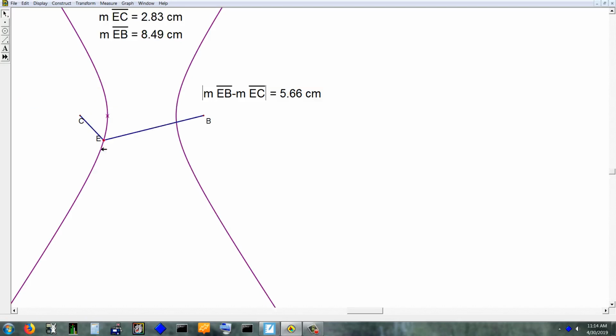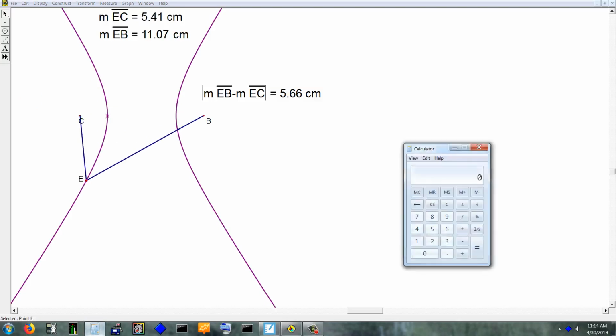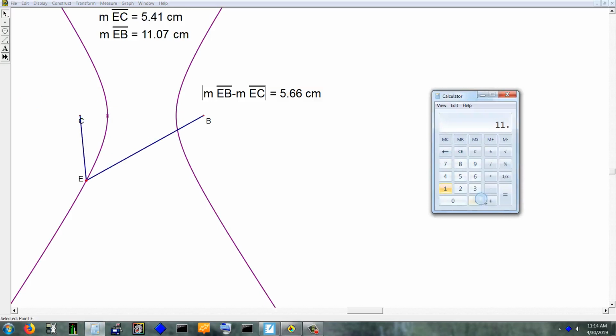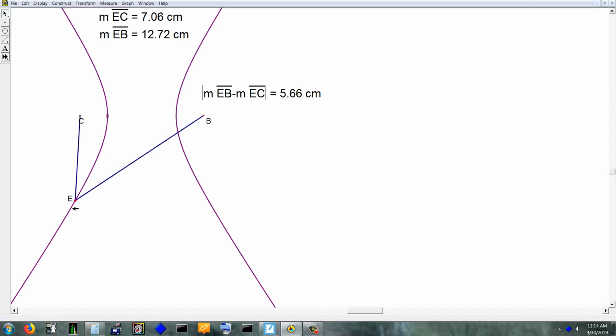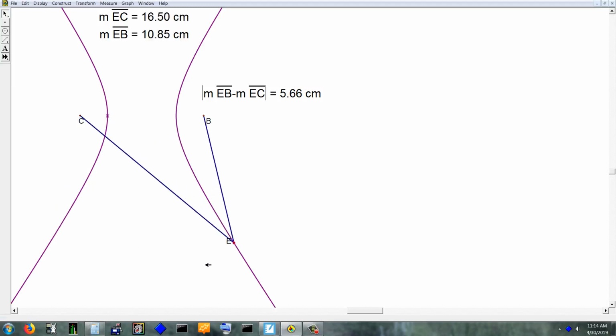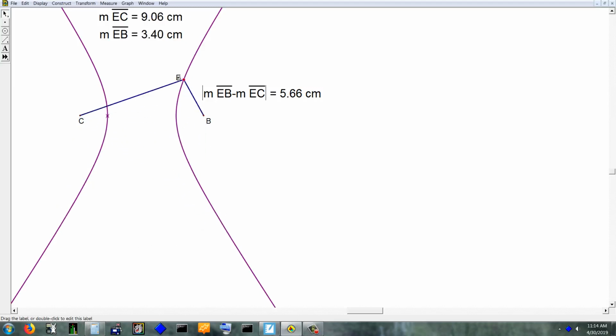So let me drag it, put it down there, and let's check it. Let's subtract them. So now I've got 11.07 minus 5.41, 5.66. It'll always come out to that, even if I go over to the other part over here. No matter where you put it, if you take those two numbers and subtract them, the distance is always 5.66. If that's true, then you have a hyperbola. That's what makes a shape a hyperbola.